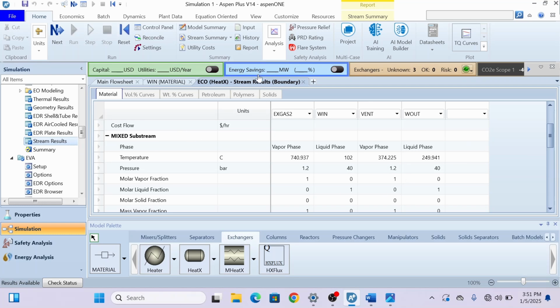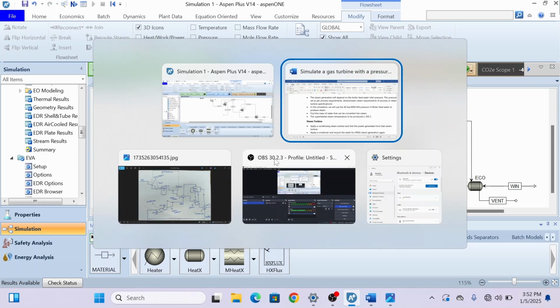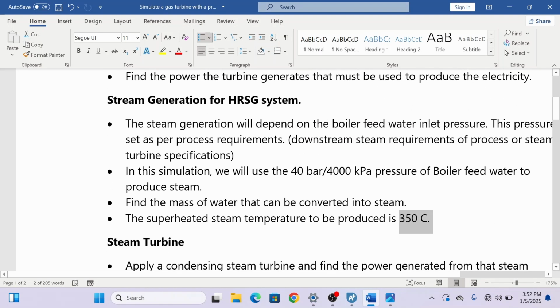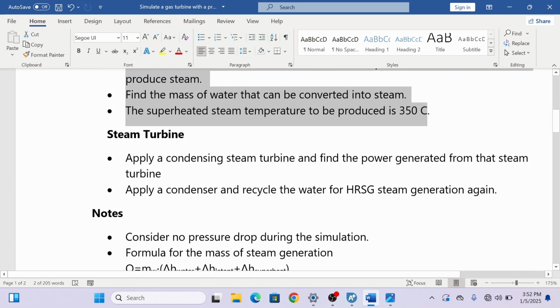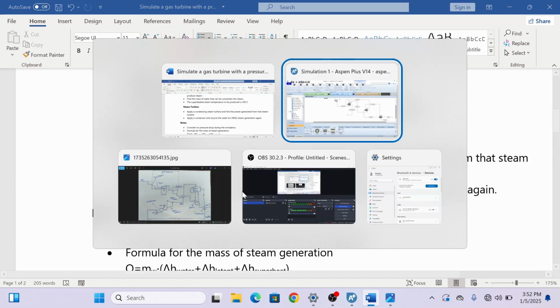That's all. I am not going to simplify it more because the video will go a bit longer. Again, go to this flow sheet, or you can also use a design spec over here to specify or optimize your water flow rate with this economizer outlet temperature. Now if I go to my main flow sheet, we have now simulated our heat recovery steam generator. In the last part we will be simulating our steam turbine and a condenser.